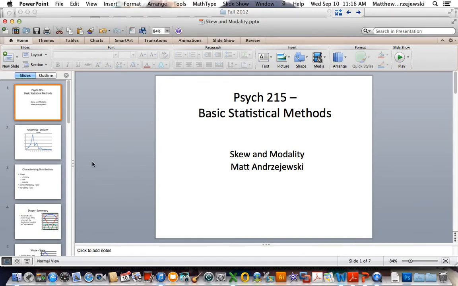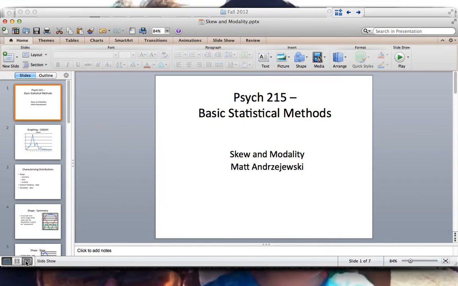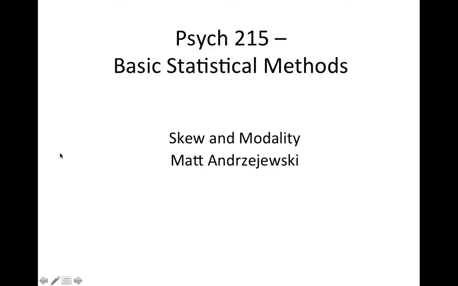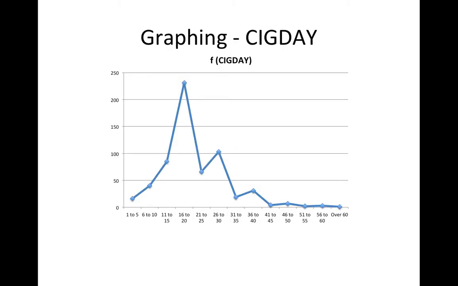Following construction of a frequency distribution and graphing a frequency distribution, we can also start to describe it using terms that are in the statistician's toolbox, so to speak, words that we use to describe certain things. So let's start with an example.